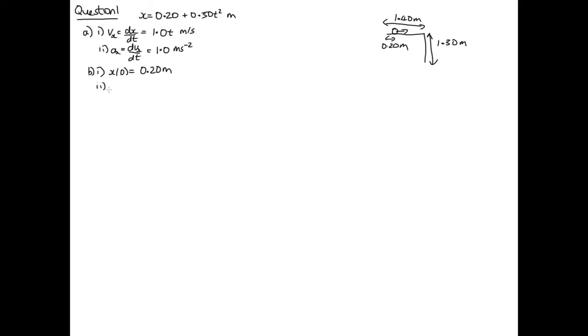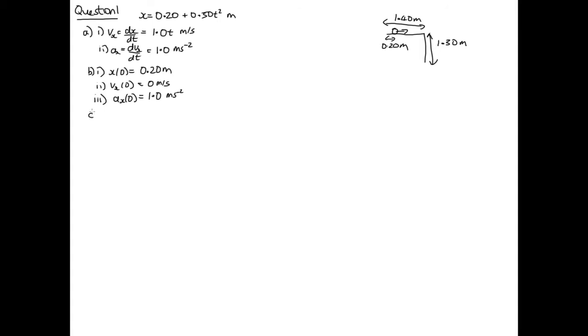Part 2 then asks us for the velocity at t equals 0. So we can just substitute t equals 0 into this equation that we've derived up here, and that just gives us 0 meters per second, so it starts from rest. And then part 3, we're asked to find the acceleration at t equals 0. This has no t dependence, it's constant acceleration. So it's 1.0 meters per second squared in the x direction at t equals 0 as well.